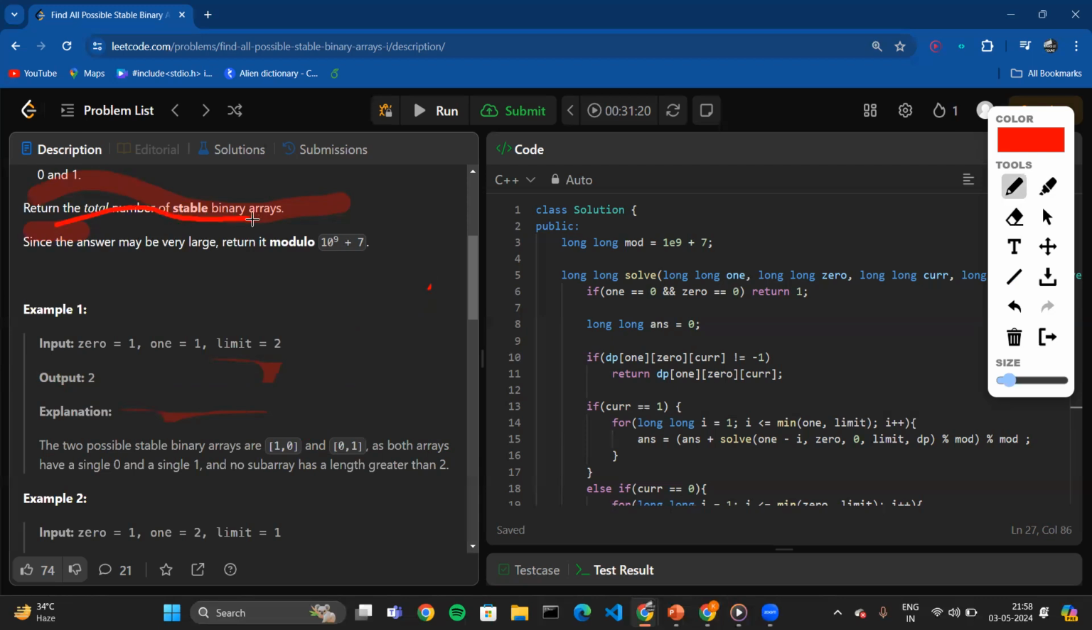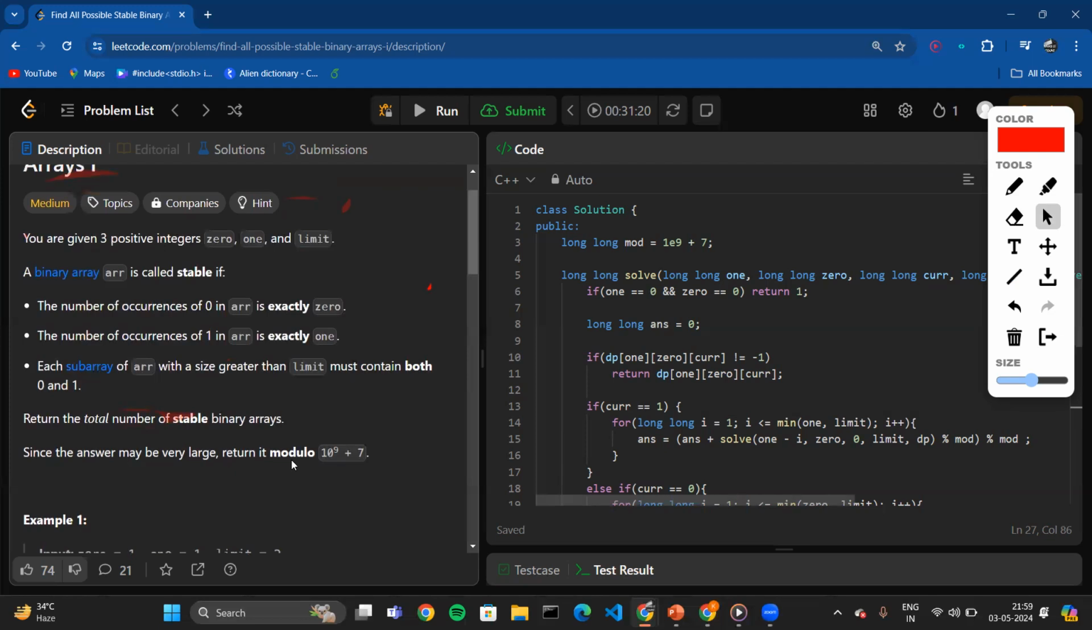So what is a stable binary array? It contains exactly the given number of zeros and the given number of ones, and no contiguous subarray, of course subarrays are contiguous, contains either more than limit ones or more than limit zeros. So let us see how we can solve this.